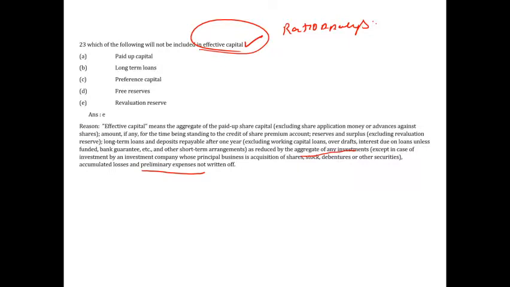Now, which one will not be included in effective capital? Paid up capital is always included, yes, very much. Long-term loan, yes, very much. Preference capital: whether it is equity or preference, doesn't matter, everything is included. Free reserve, of course, yes, because it is my P&L, it is nothing but my general reserve.